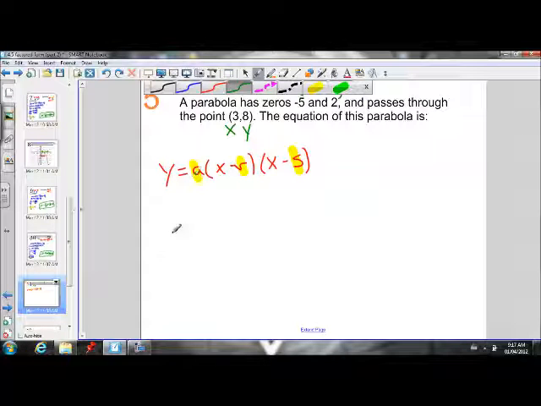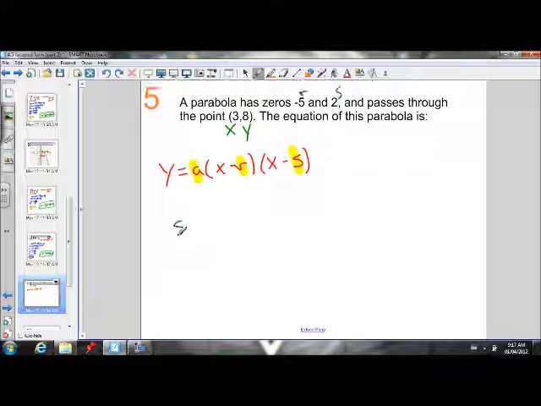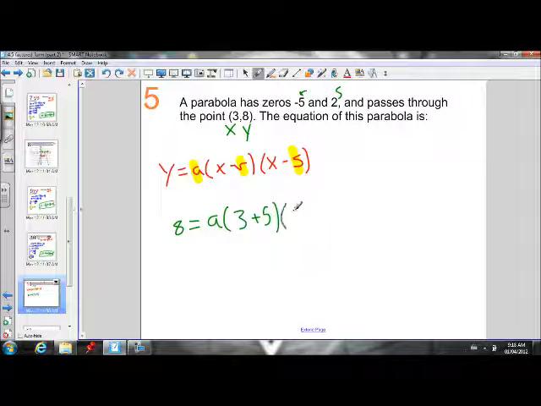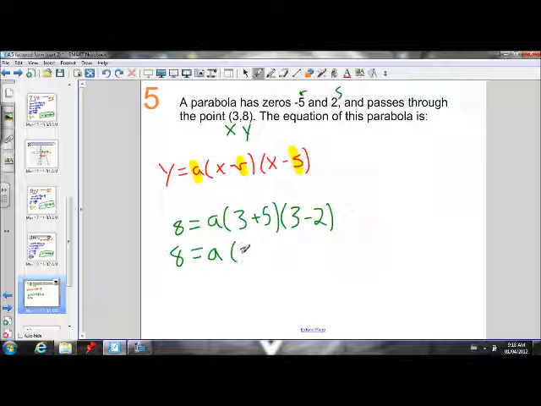Okay. So plugging in everything we know, our y value is 8. We don't know a. My x value is 3 minus r, so minus -5. Minus -5 becomes plus 5. Okay, my x value is 3 minus my s value, which is 2, so 3 minus 2. Go ahead and solve this. 3 plus 5 is 8. 3 minus 2 is 1. So I have 8 equals a. 8 times 1 is just 8.